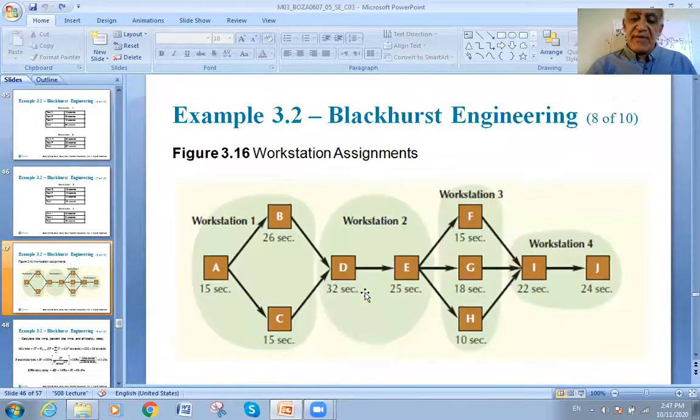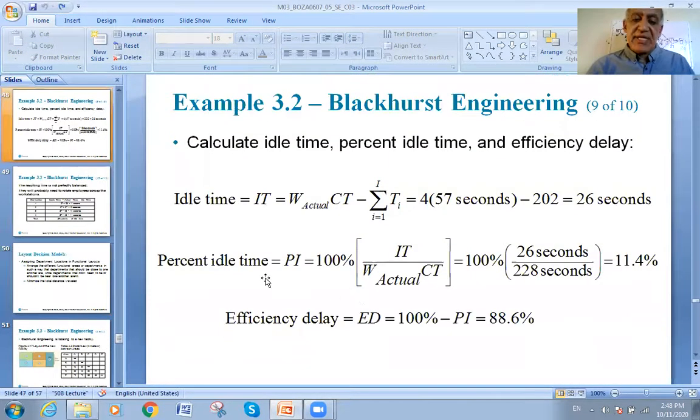57. Then to get the idle time, I will take the actual working stations, which is four stations. I will multiply by CT, which is the largest number of the four stations, which is 57 seconds, minus the total of all the phases together, 202. It will give me 26 seconds.